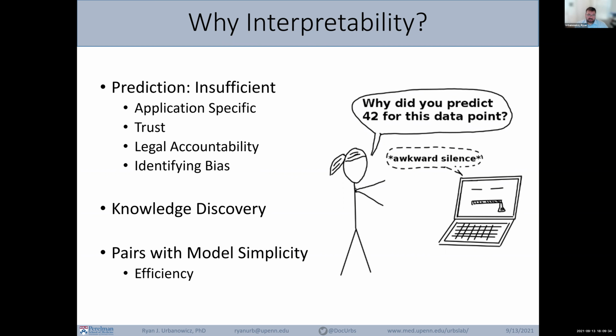And then there's also just the fact that interpretability typically pairs with model simplicity, right? So if you have a simpler model that has fewer features in it, variables in it, you might not need to collect as much data on subjects in the future to make predictions on them, which might lead to cost reductions, or it might lead to faster predictions being made in certain situations. So interpretability often pairs with simplicity, which has its own value.